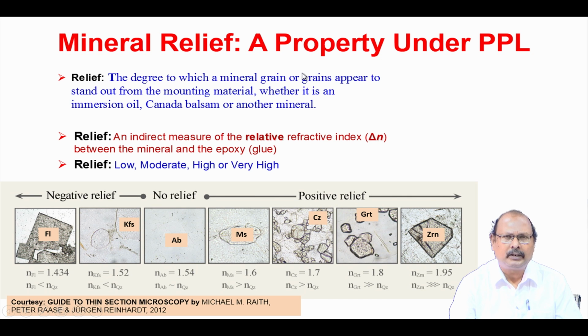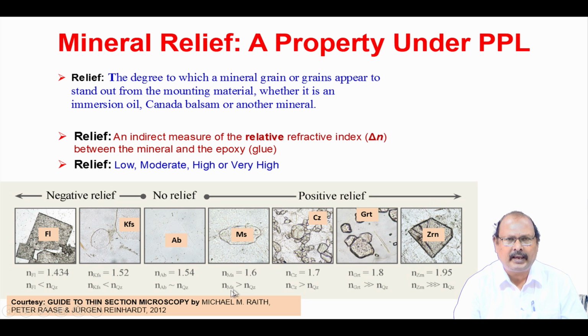The other important property to be studied under plane polarized light is called mineral relief. What is the definition? The degree to which a mineral grain or grains appear to stand out from the mounting medium, whether it is an immersion oil, Canada balsam or any other medium, we call it relief. This is also an indirect measure of the relative refractive index, delta n, between the mineral and the epoxy or the cementing agent. And we can arrange minerals according to relief: low relief, moderate relief, high relief or very high.